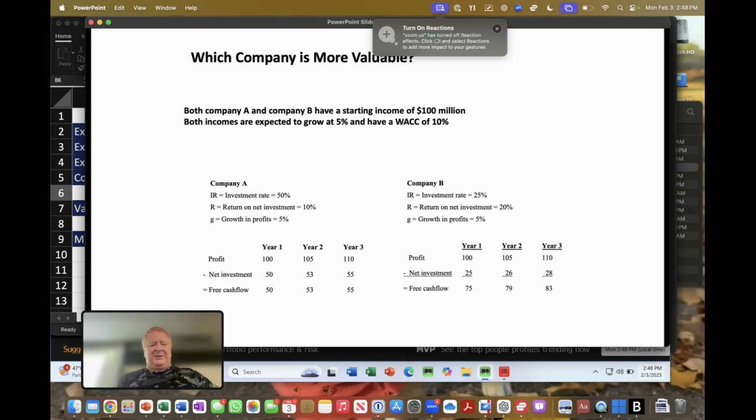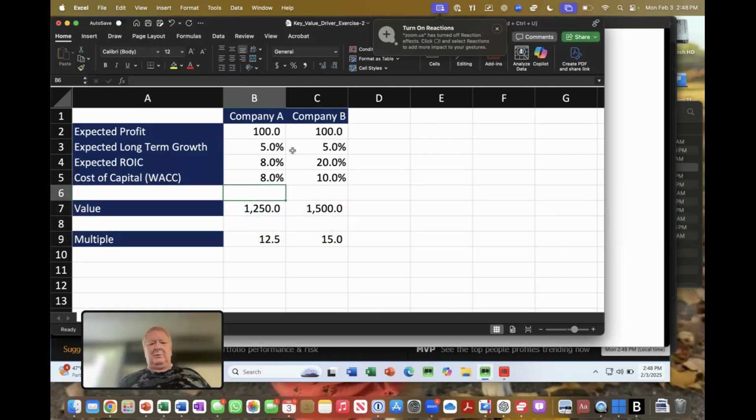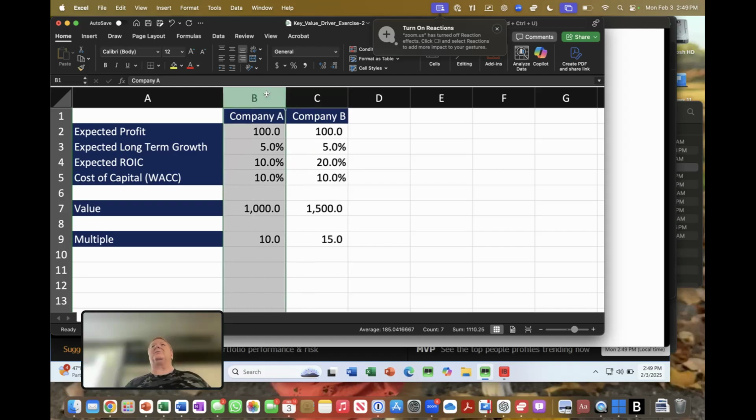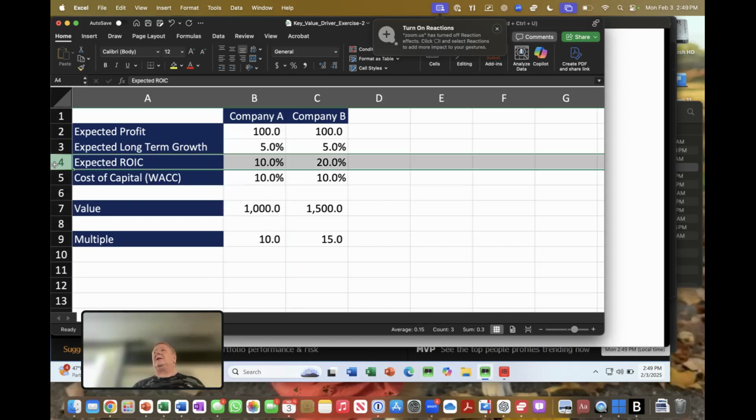If we go back to our spreadsheet with that data, which is where you started, B was clearly more valuable than A, had a higher multiple. Why? Yeah, the only difference is right here. That's it. B has a higher spread. But I'll say it a different way.